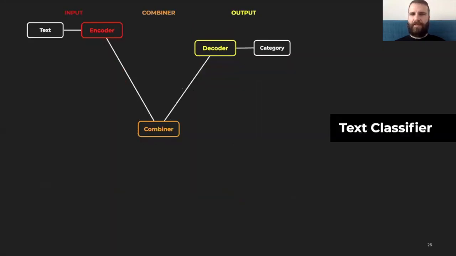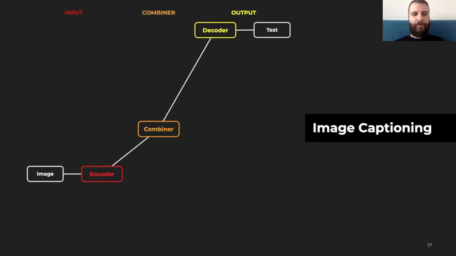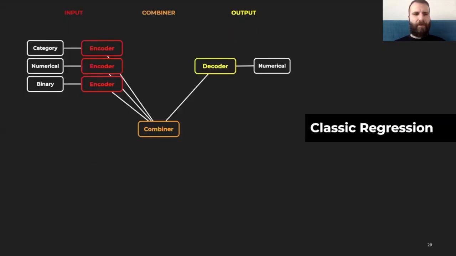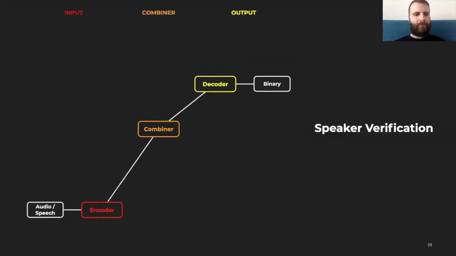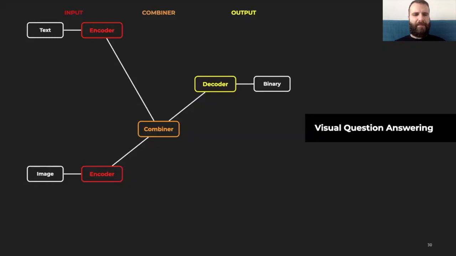For instance, if you have text as input and category as output, we have a text classifier, as we've seen before. But if you have images as input and text as output, you have an image captioning system. If you have category, numerical, and binary as inputs and numerical as output, you have a classic regression system. Or if you have speech as input and binary as output, you can have a speaker verification system. And finally, if you have text and image as input and binary as output, you can have a visual question answering system. And you can imagine how combining all these different types for inputs and outputs can lead to many more tasks to be solved with Ludwig.